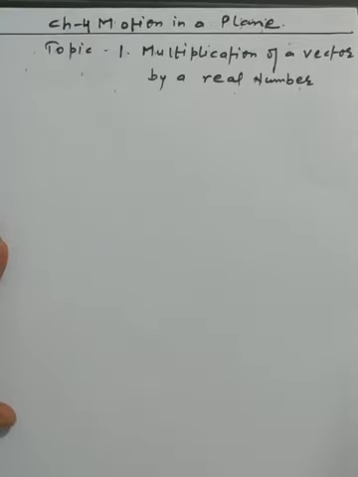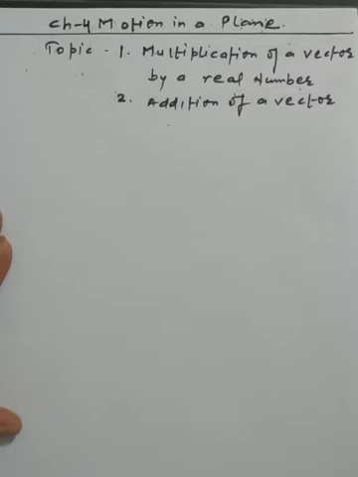The first topic is multiplication of a vector by a real number, and how its magnitude and its direction will change. Next, addition of a vector, and how geometrically we can arrange the vectors that are acting in different directions. So here I am starting with the multiplication of a vector.